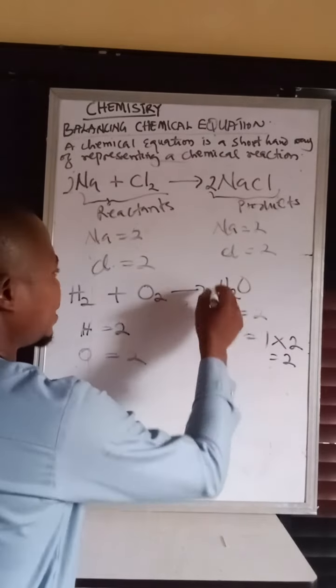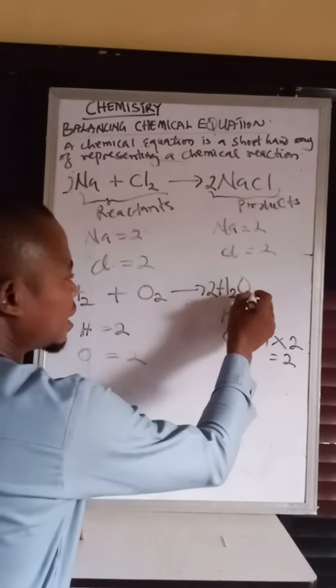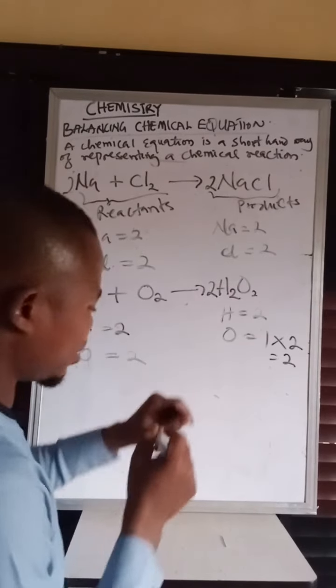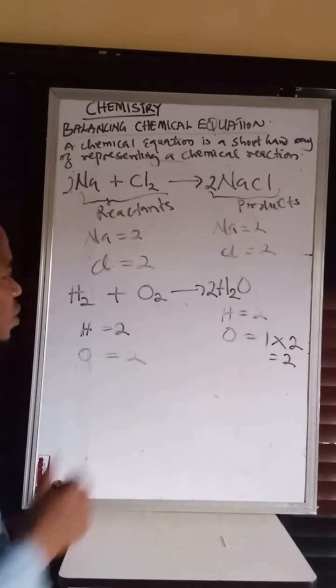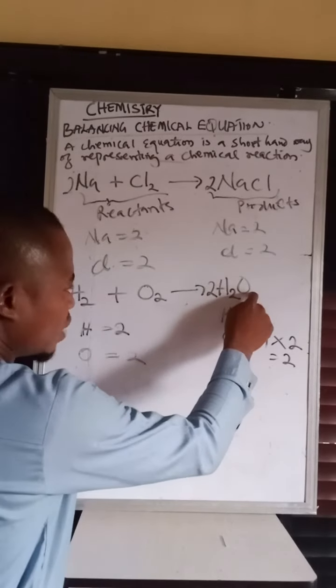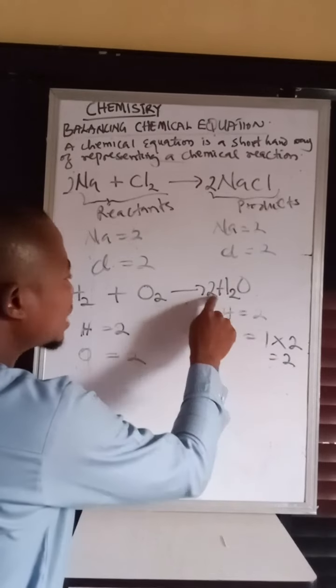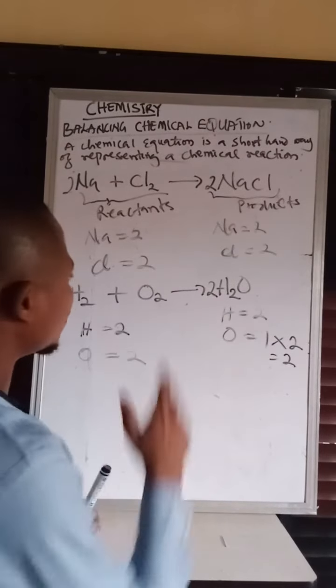And that means to effect it here, we'll put it in front. You cannot put a number here. It will change it to hydrogen peroxide, which is a different compound. So you rather put it what? In front. So now, 2 times 2, 2 times 1 for oxygen will give us this 2. But 2 times 2 for hydrogen will give us 4.